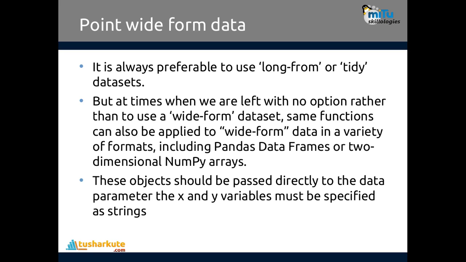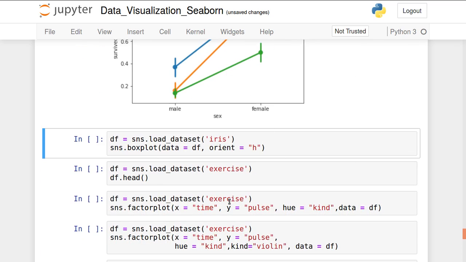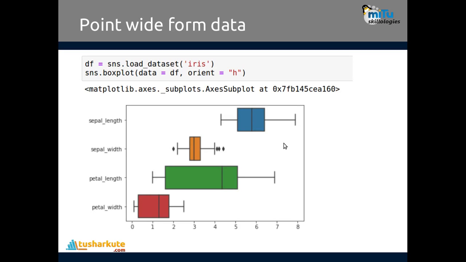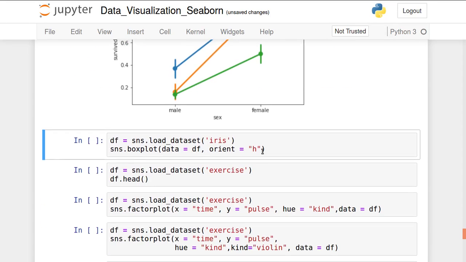It's always preferable to use long form and tidy data sets. But at times when we are left with no option, rather than a wide form data set, some functions can also be applied to wide form data in a variety of formats, including a pandas data frame or a 2D array in numpy. This object should be passed directly to the data parameter, and the x and y variables must be specified as strings. See this one, how to use it. Here I am using the plot in the wide form format.